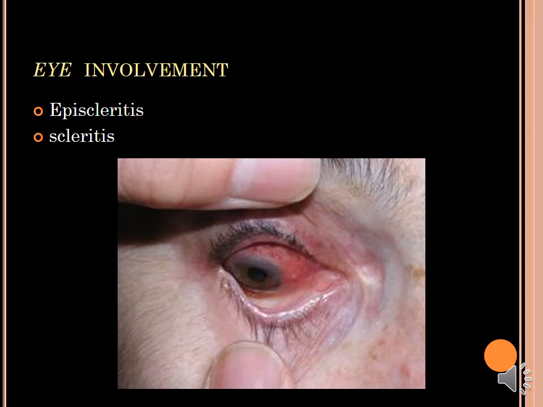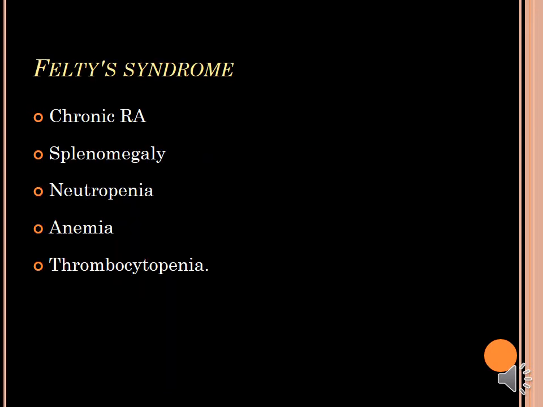Sclera can be involved with inflammatory cell infiltration with thinning of sclera and can result in tear and rupture as well. Felty's syndrome is another syndrome that is very important in rheumatoid arthritis. It occurs in chronic rheumatoid arthritis with splenomegaly and neutropenia, the classical findings.